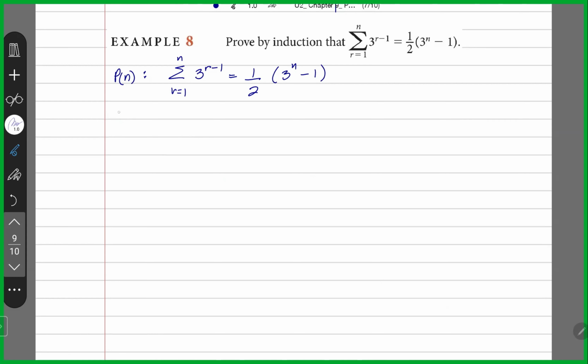So let's test what happens when n is equal to 1. We have P1, the first term is 3 to the 1 minus 1, and that is on the left-hand side. And over the right, we have what? A half into 3 to the 1 minus 1. This is the right-hand side.